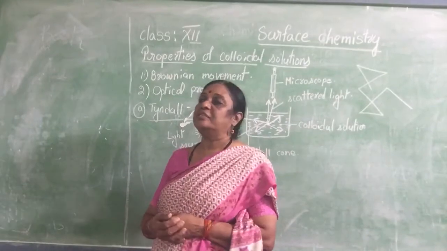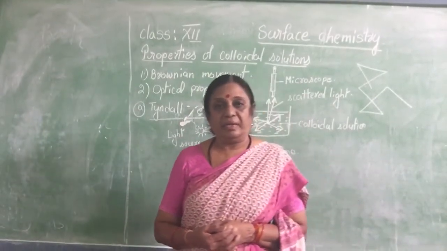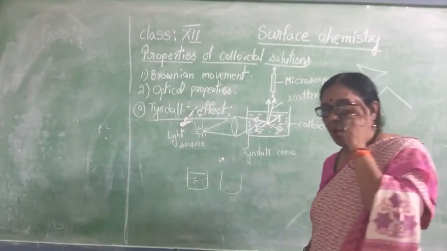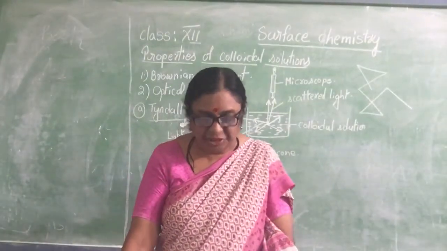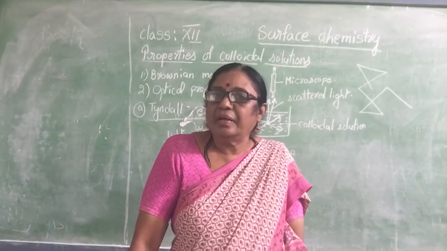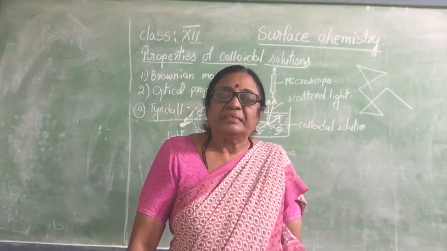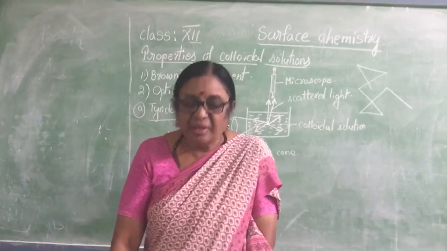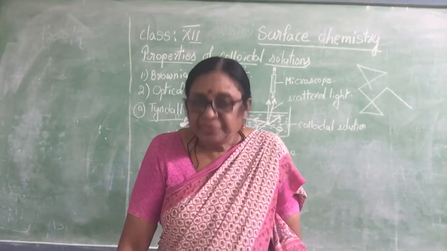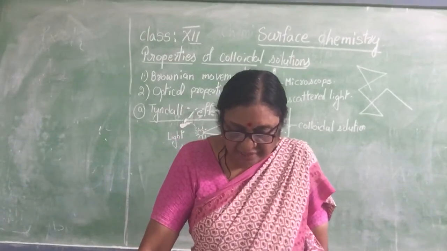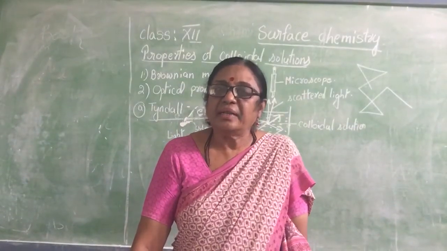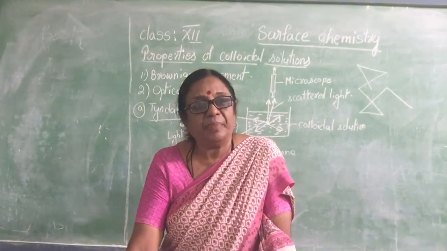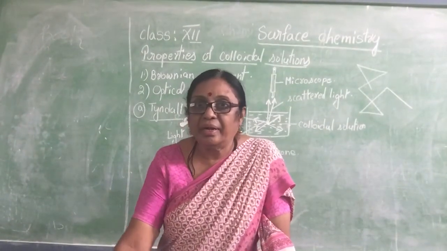Why is the path of the light visible? Because the colloidal particles scatter the light in all directions. Are you following, children? How will you define Tyndall effect? The phenomenon of scattering of light by colloidal particles, as a result of which the path of the beam becomes visible, is called Tyndall effect.